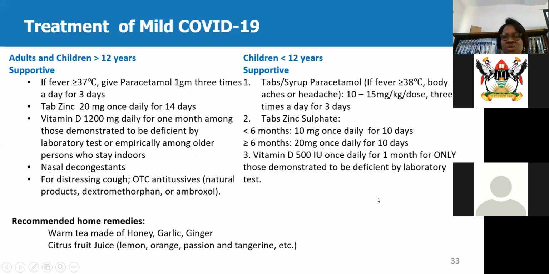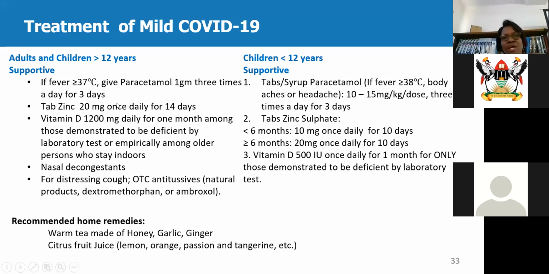Similarly for children, it is the same. What differs is the dosages. So for example, we know paracetamol in children is given at a dose of 10 to 15 milligrams per kilogram. Similarly for zinc, if a child is less than 6 months, we should use smaller doses of 10 milligrams. Then the recommended home remedies include warm tea made of honey, ginger, garlic, and citrus fruit juice. Lemon, orange, tangerine are very good because they contain a lot of vitamins, vitamin C in particular. So basically that is the treatment for mild COVID.